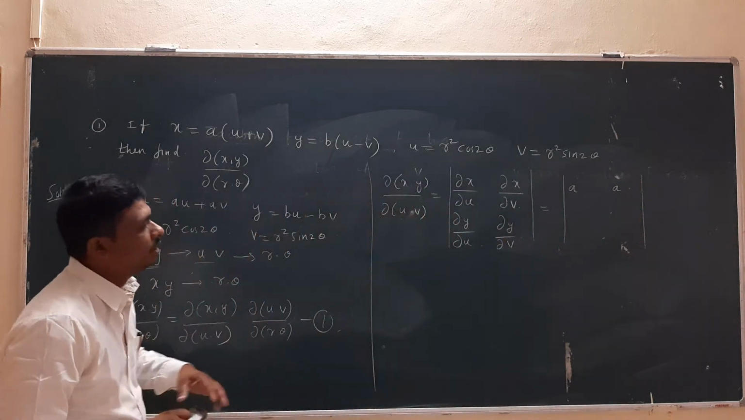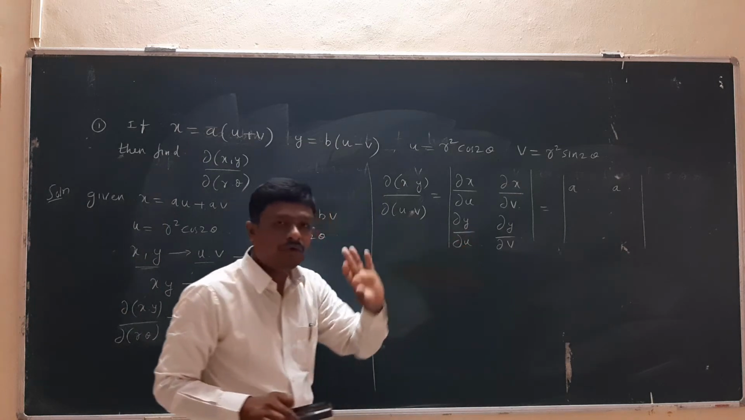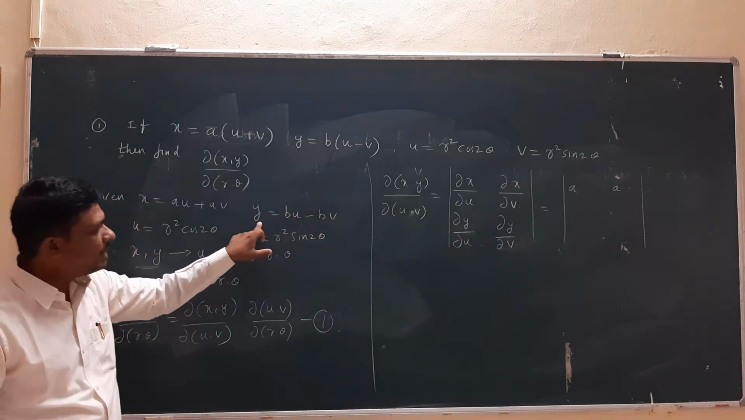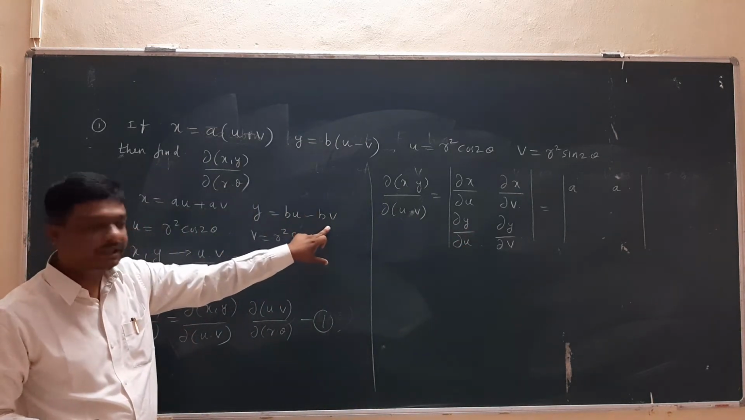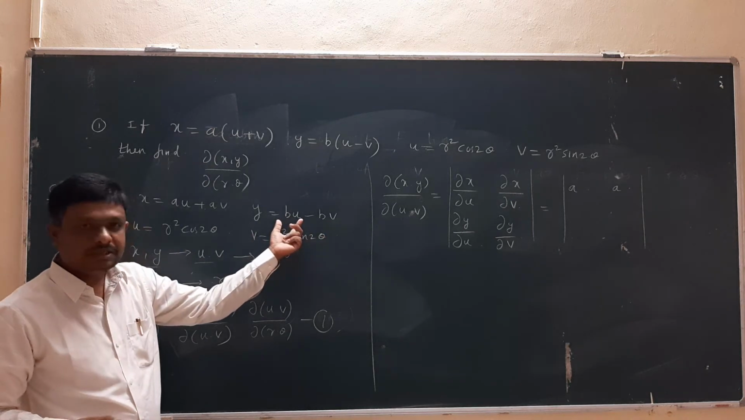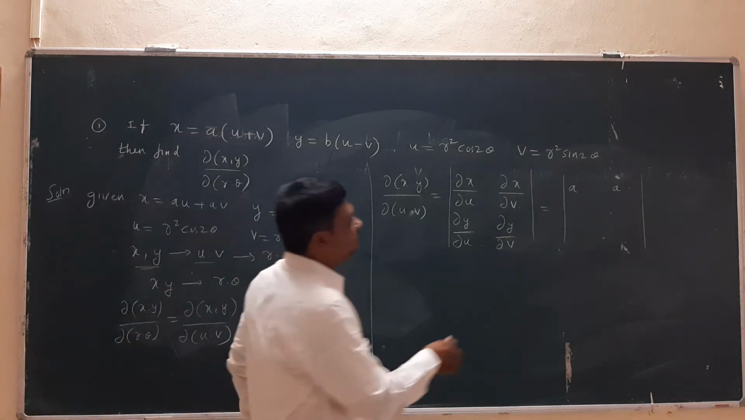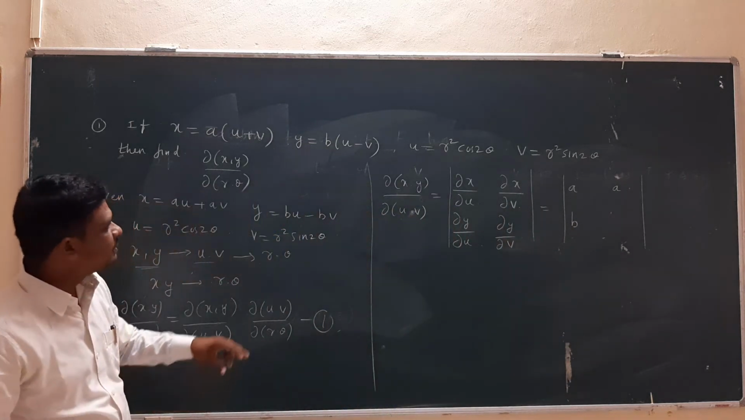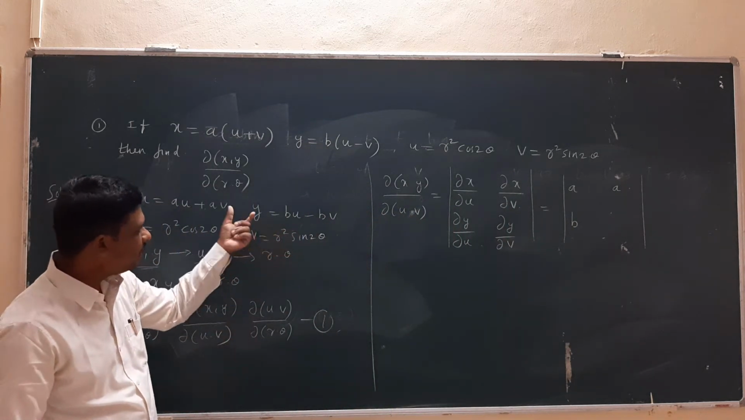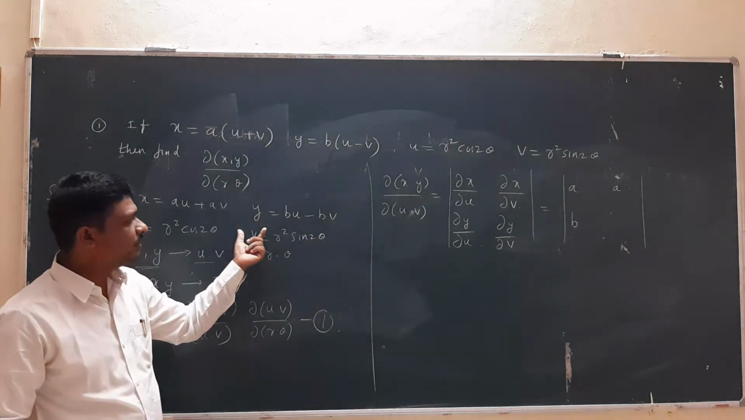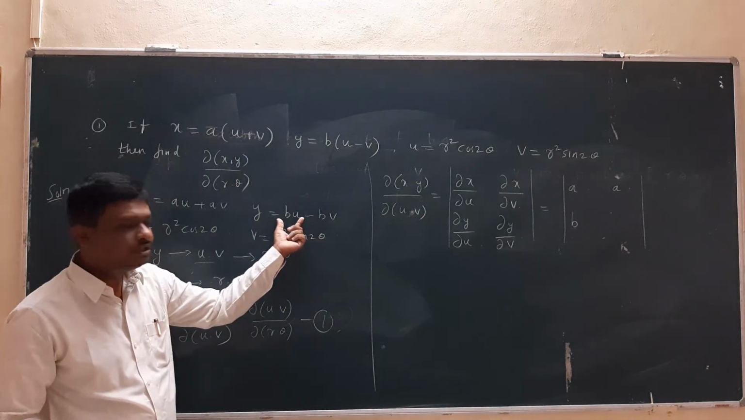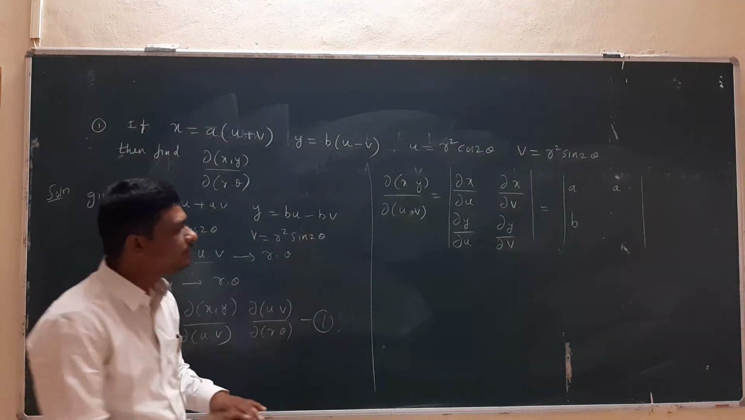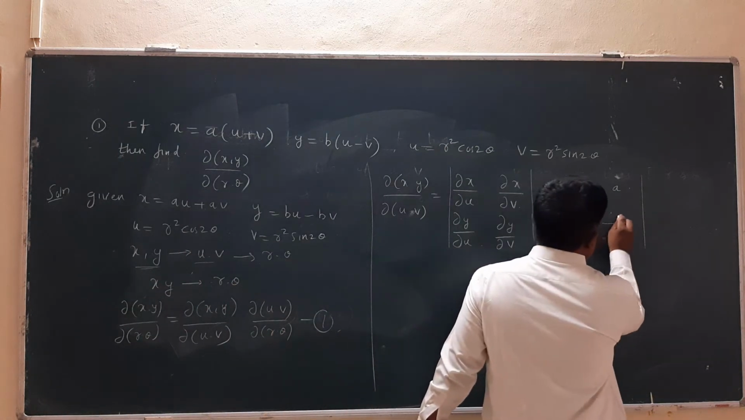Next, y with respect to u, differentiating y with respect to u, taking v as constant. So the derivative of b into u is b, and this one is 0. So here remaining is b. Then y with respect to v, differentiating y partially with respect to v. So the derivative of b into u is 0, and minus b into v gives minus b.